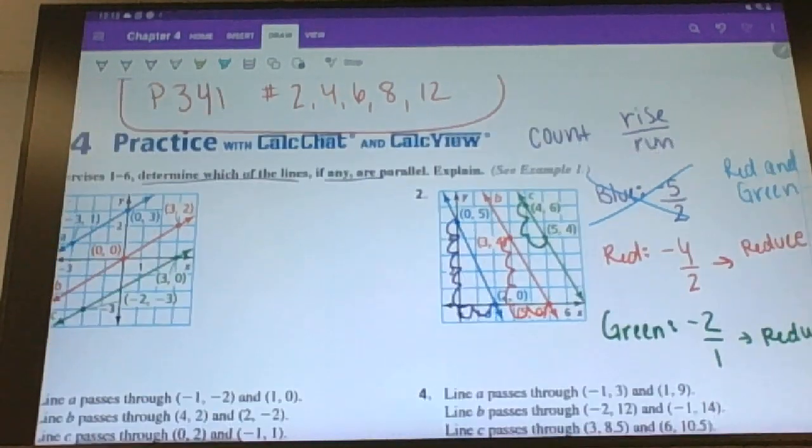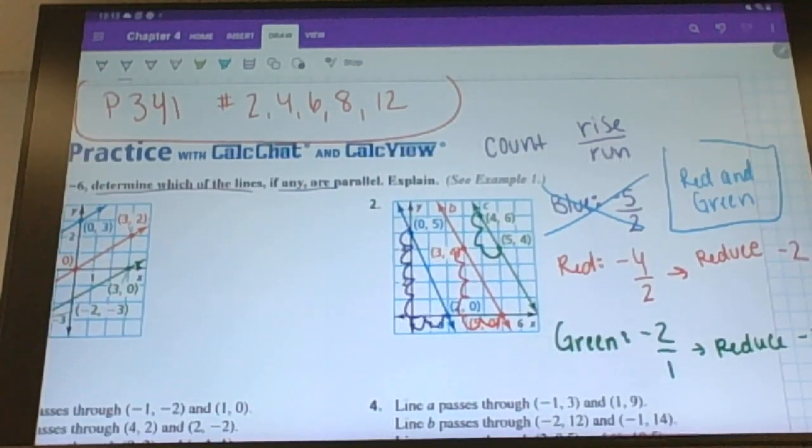It says determine which ones are parallel. My answer is red and green. Red and green are parallel. And I didn't trust my eyeballs. I counted it and I did the math. They're going to try to trick you and make you count.